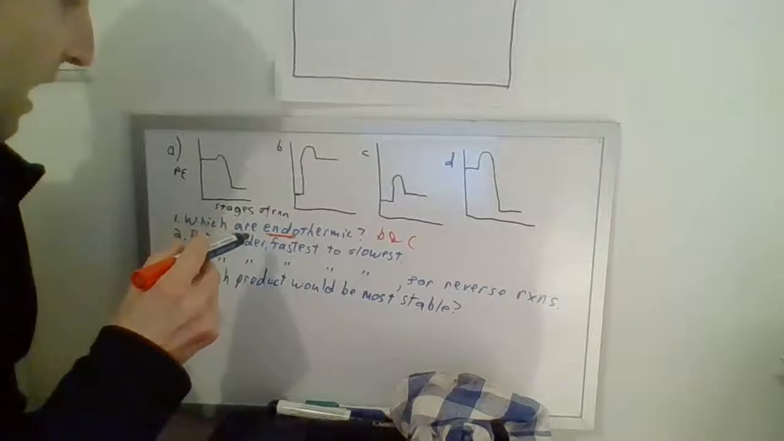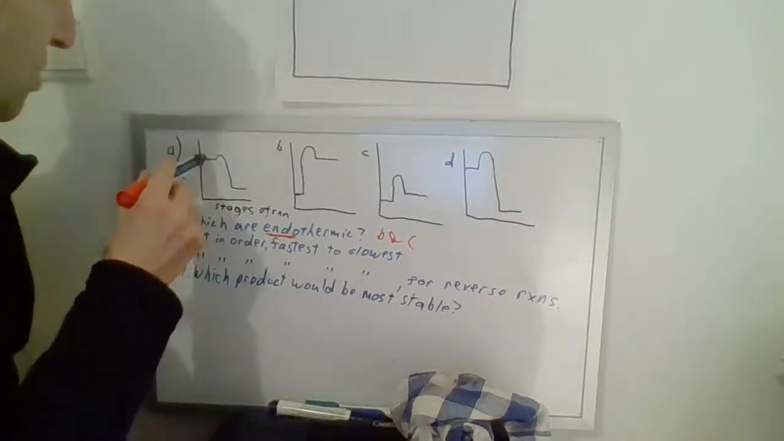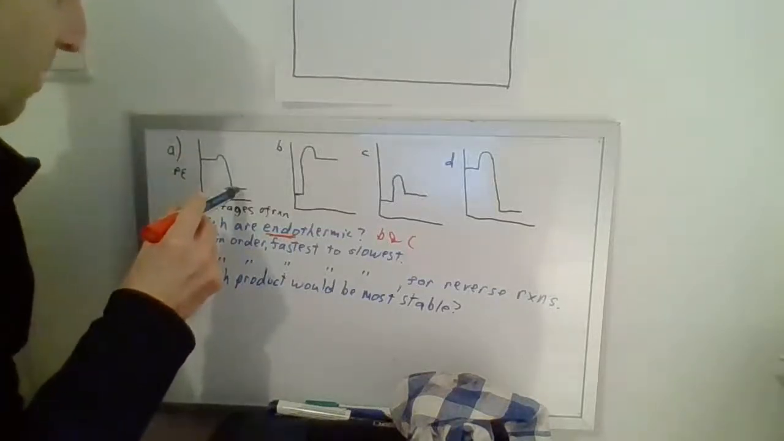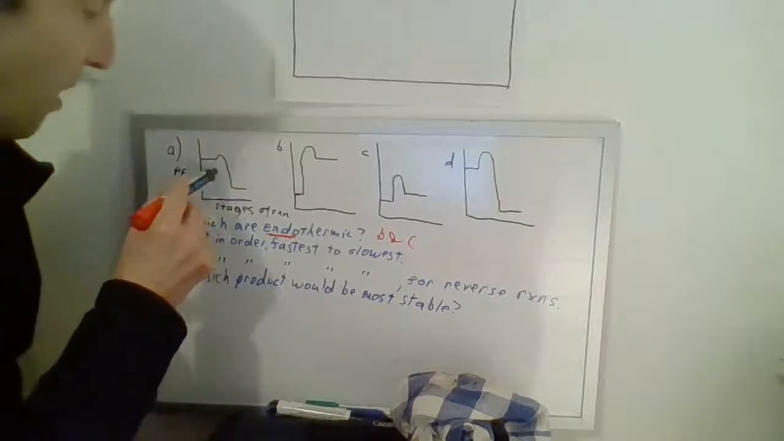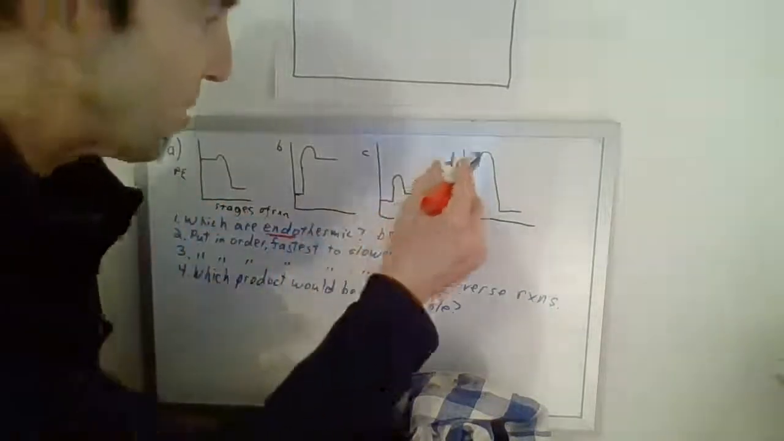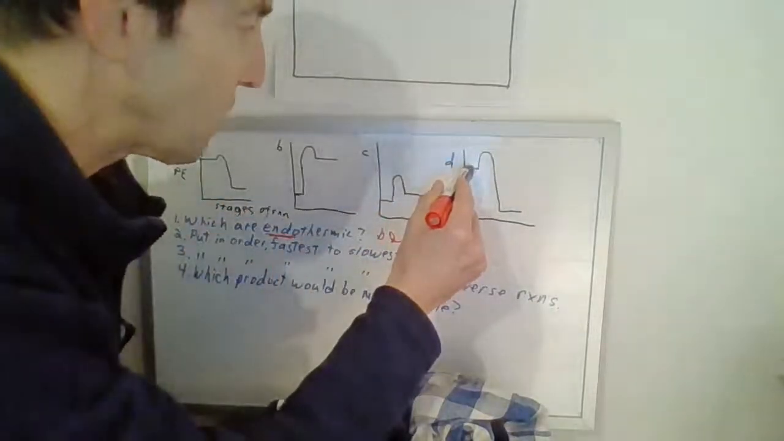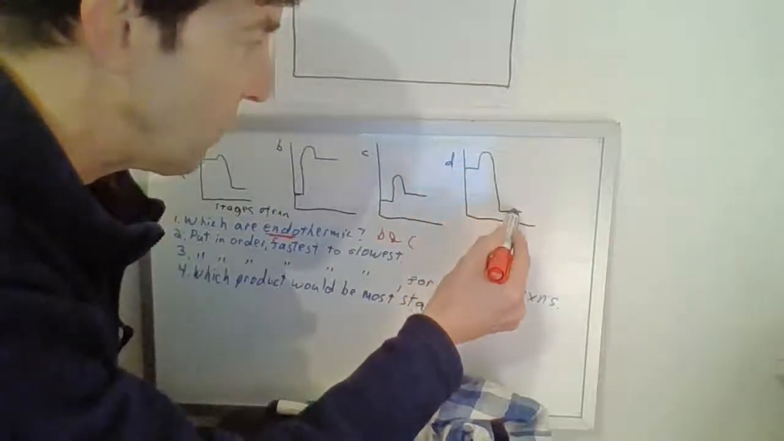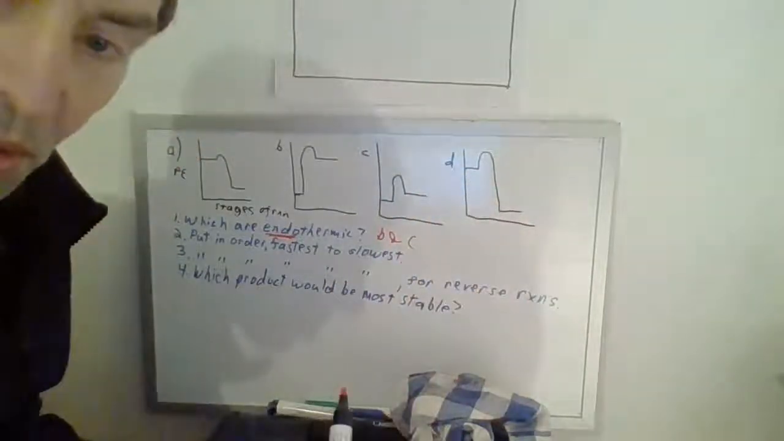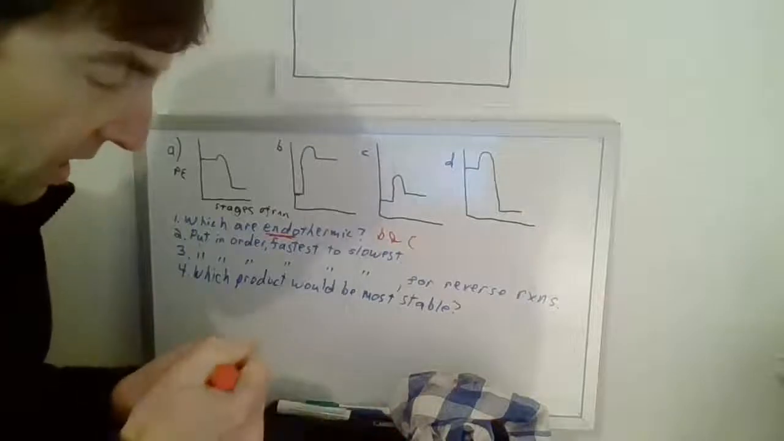And the others must be exo. So that's giving off energy because it's so much lower here where the products are than the reactants. And this one's the same way. The products are much lower than the reactants. So it's exothermic. Okay, you're all warmed up.